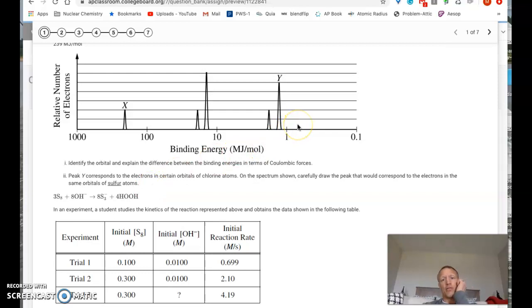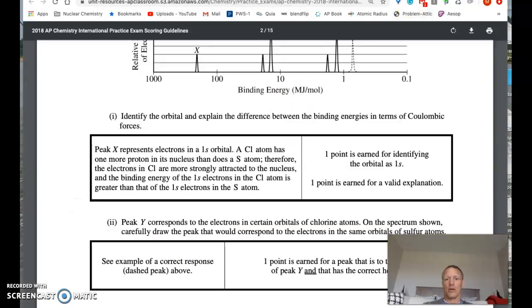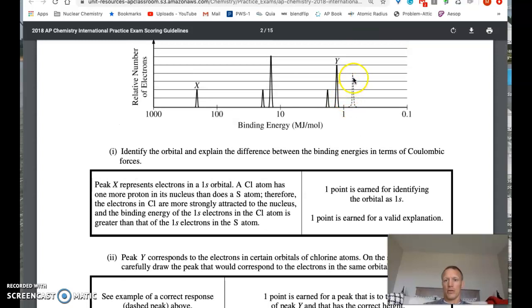So the 3p electrons for sulfur would be a shorter peak because it's only got 4 rather than 5 in the 3p. And we've got to figure out if it'd be left or right. Well, it's got fewer protons, sulfur does, so less binding energy, so the peak should be drawn in this area. Look here, there's the peak drawn for sulfur.